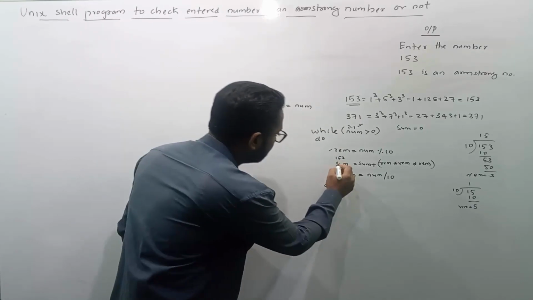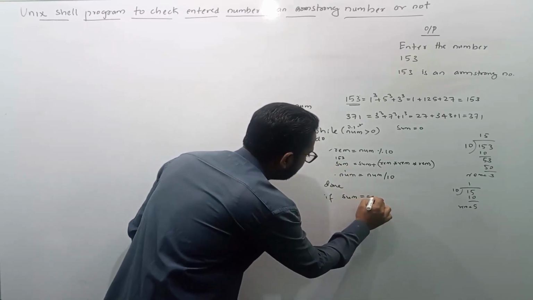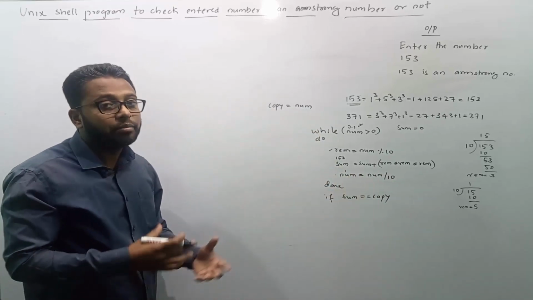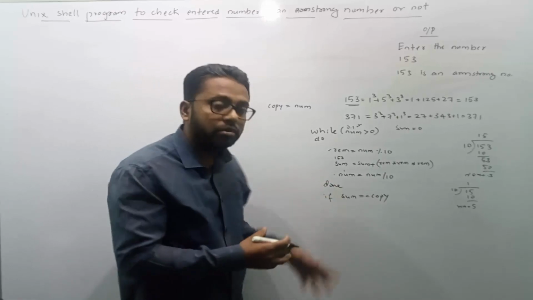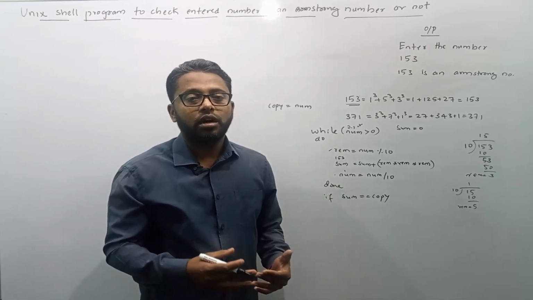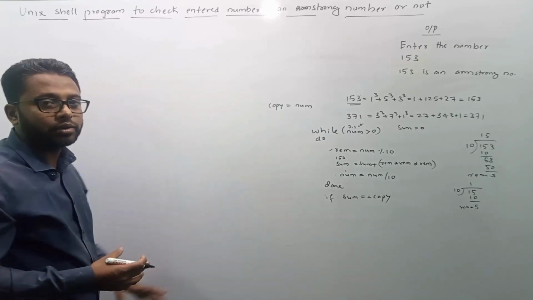Okay, so now sum gets compared, if sum is equal to copy. If both of these numbers get matched, then that number is an Armstrong number, otherwise it is not an Armstrong number. Okay, so I will be using the same concept to write the program.